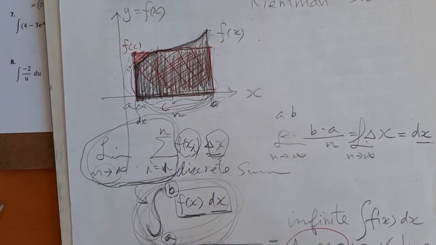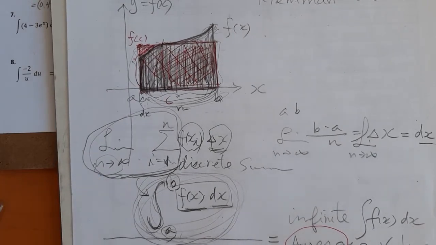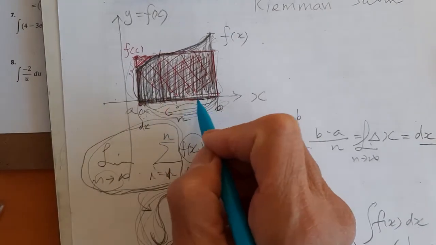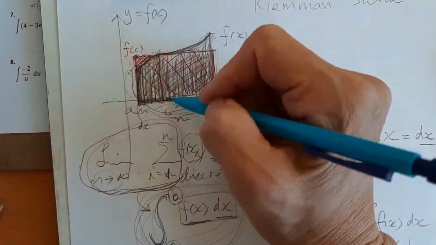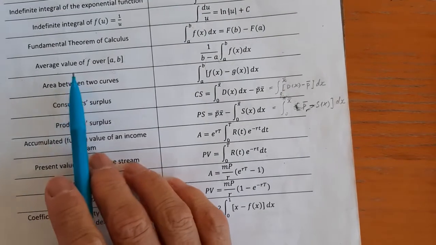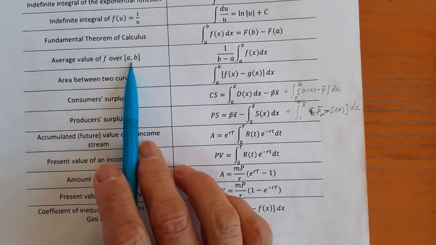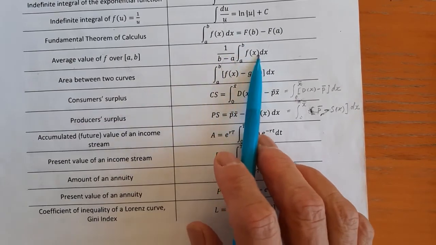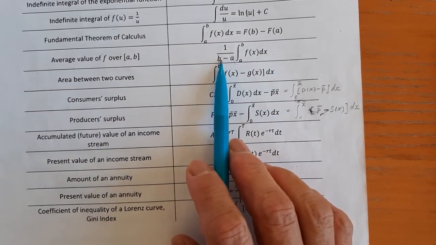So that's what average is. What that average value means is for every x have the same height. It's average, same height. So here is the formula: the average value of f over interval a to b is going to be integral a to b f of x dx divided by b minus a.